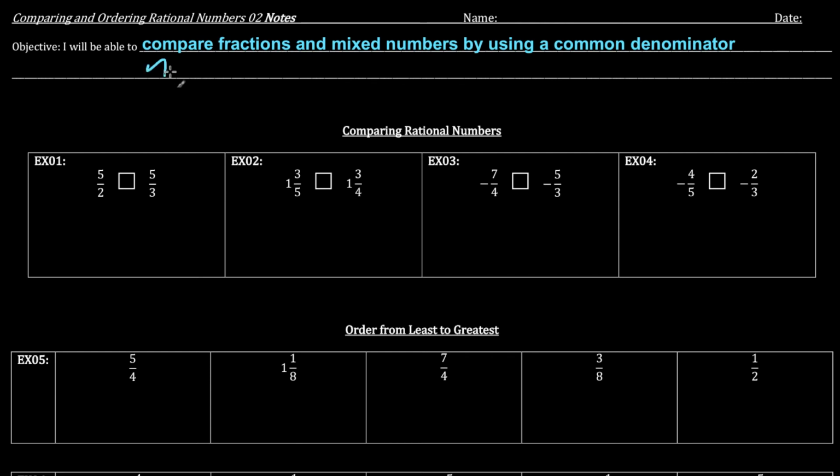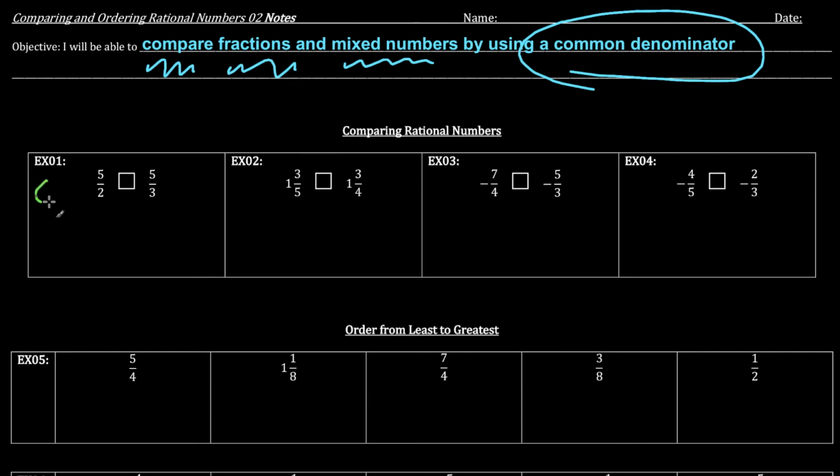So in this lesson, we will compare fractions and mixed numbers using a common denominator. In this first one, we're going to compare 5 halves and 5 thirds. We know that halves are bigger than thirds because we split this into 2 pieces and we split this one into 3 pieces, like this whole. So 5 of these pieces are larger than 5 of these pieces. But let's compare it using common denominators.